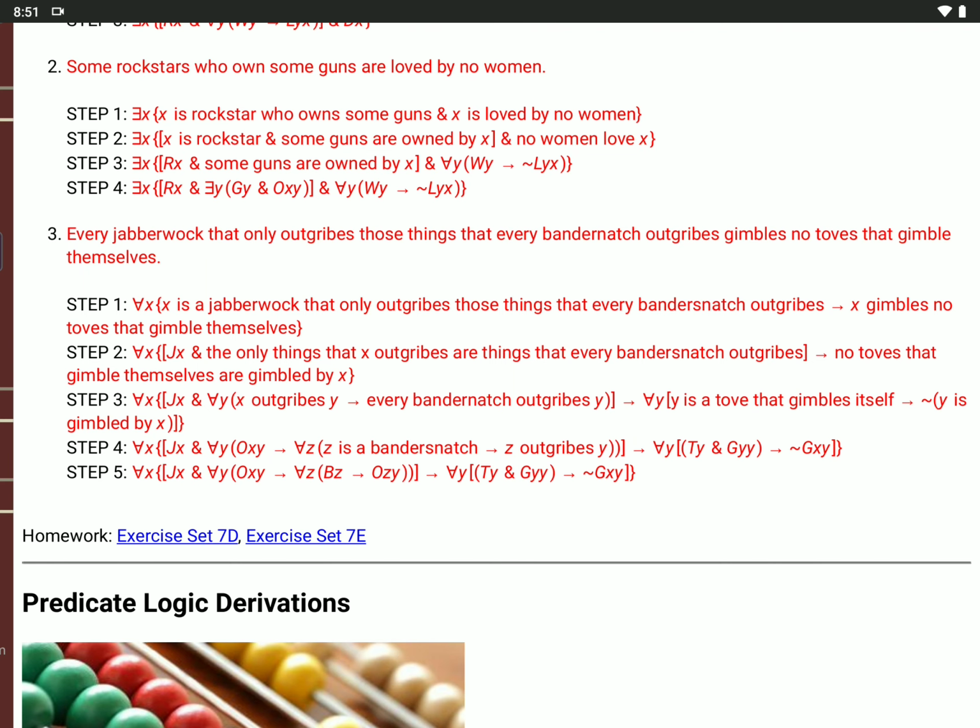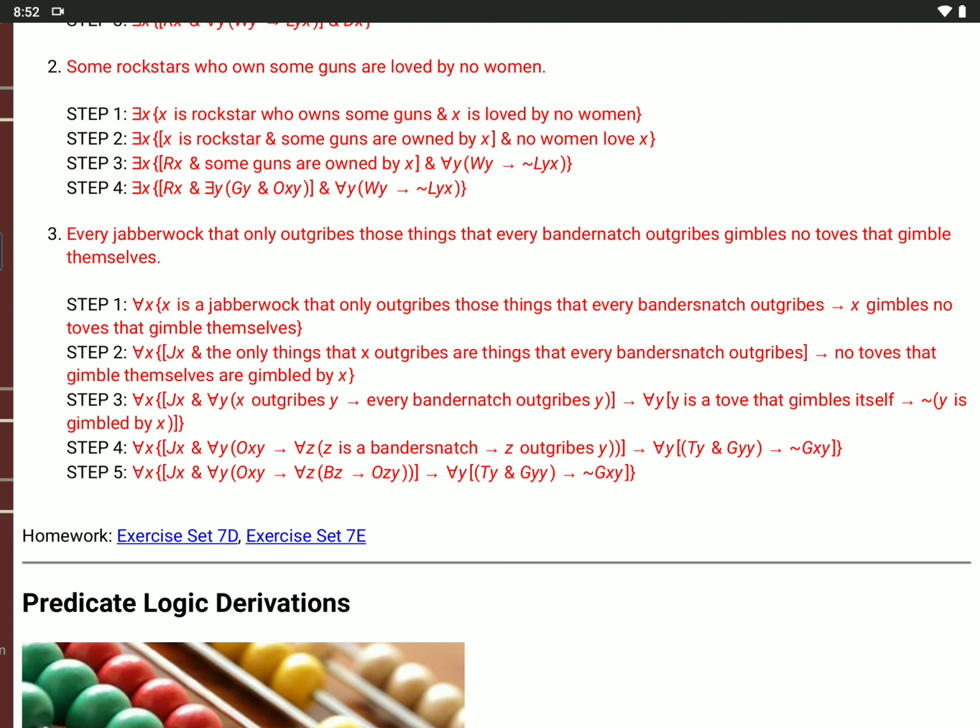And again, this last example, don't worry about this too much. I just want to show you that if you break things down step by step, even really complicated cases can become manageable. But this is a lot more complicated than anything I put in an exam. But just to show you how the process can be extended to really complicated examples: Every Jabberwock that only outgribes those things that every Bandersnatch outgribes, gimbals no toves that gimbal themselves. That's really complicated. But if we take it in pieces, you can do it.